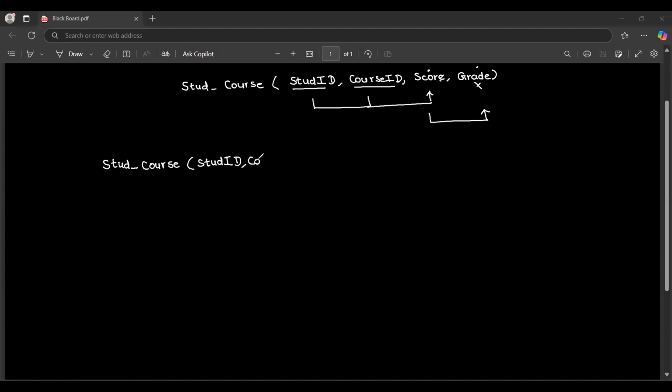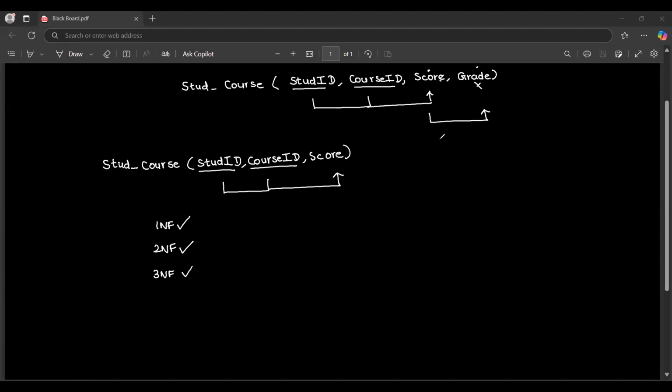Student ID, course ID, and score. Here only one dependency is there, and that is perfect. There are no transitive dependencies. Well, we'll check from 1NF, shall we? In 1NF, there are no multivalued attributes. Good. In 2NF, there is no partial dependency. In 3NF, there is no transitive dependency.